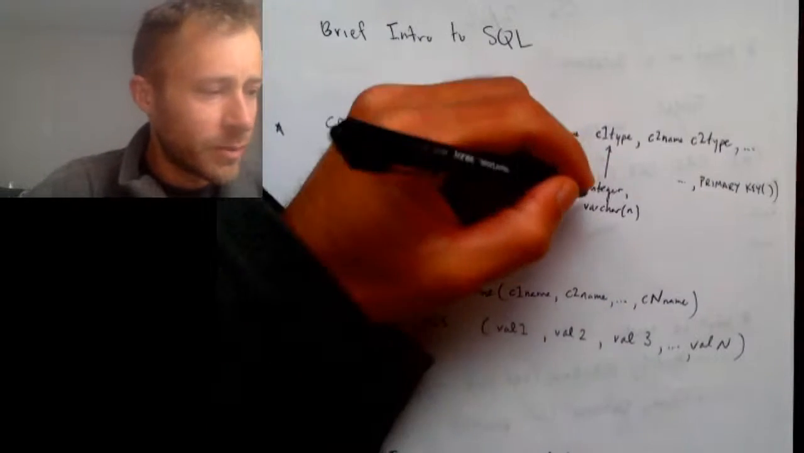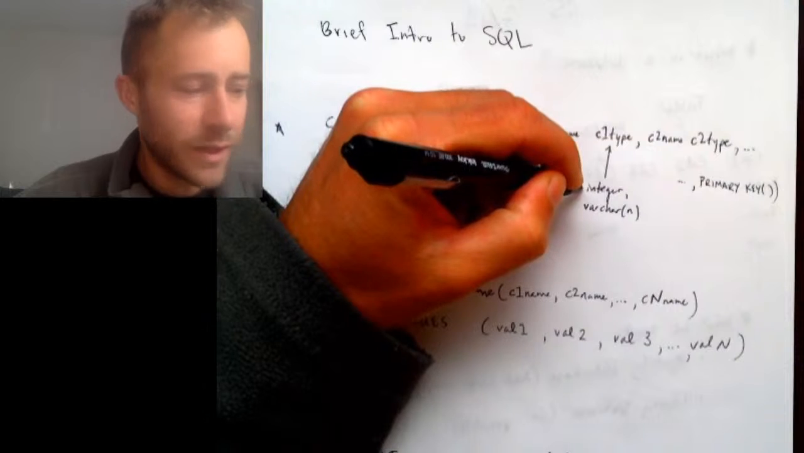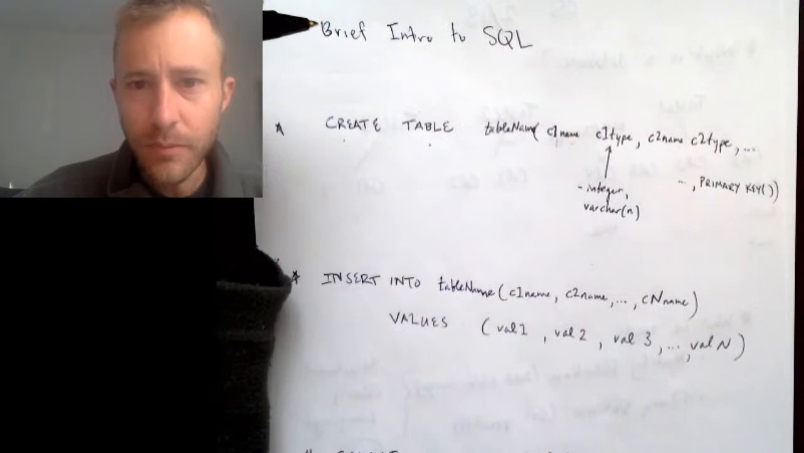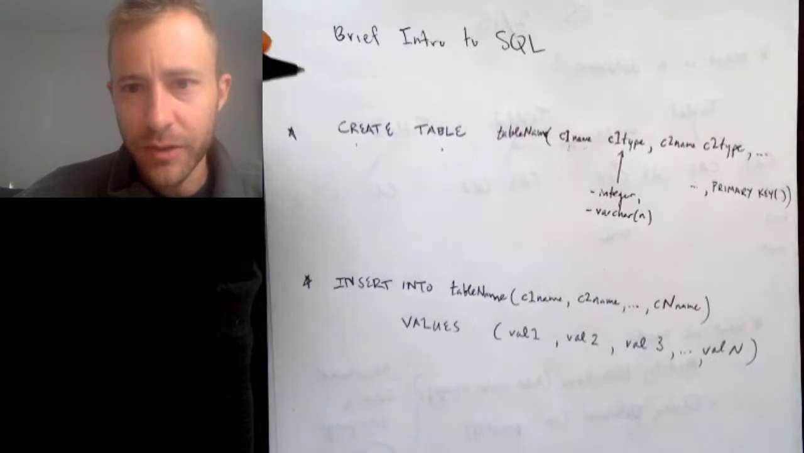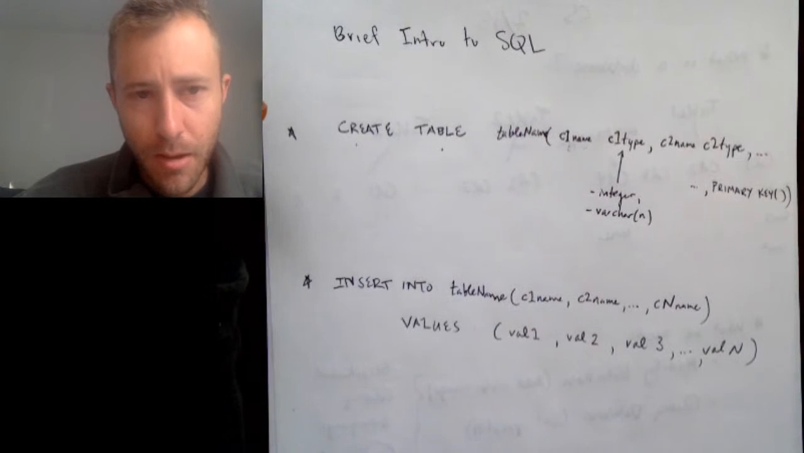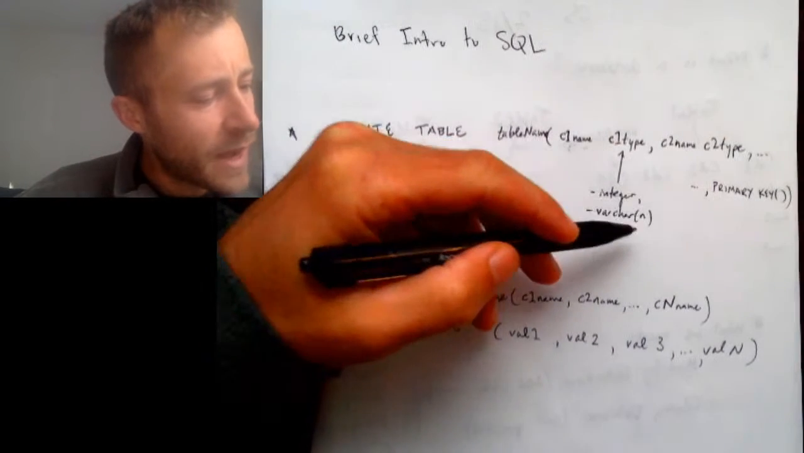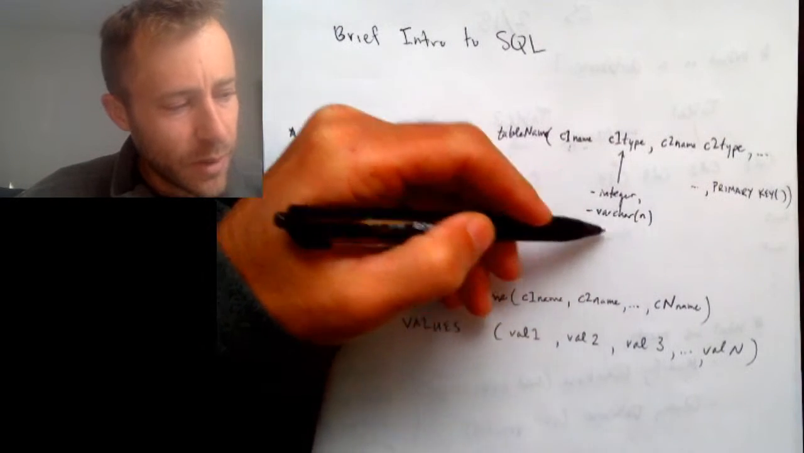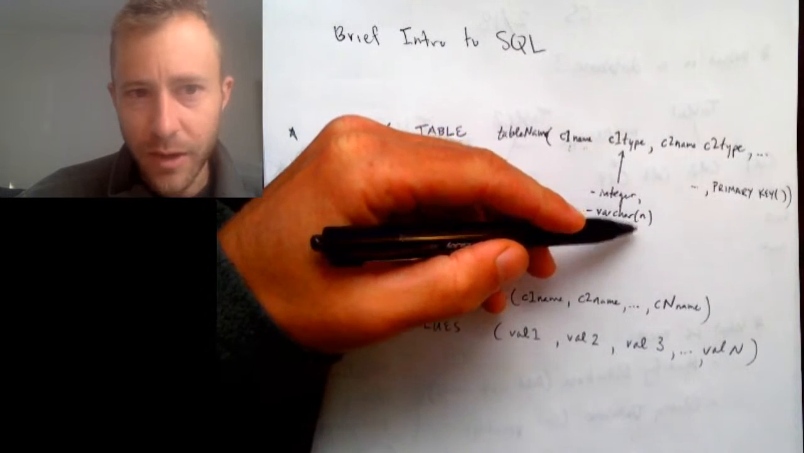And so we're only going to be using 2 data types for this. One data type is an integer, and the other one is varchar(n). And that means a string whose maximum length is n characters.